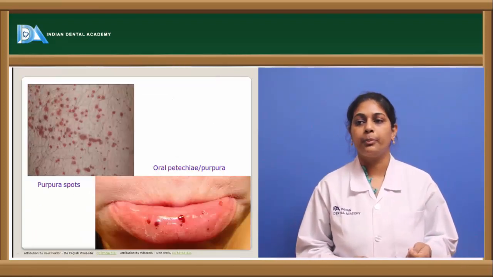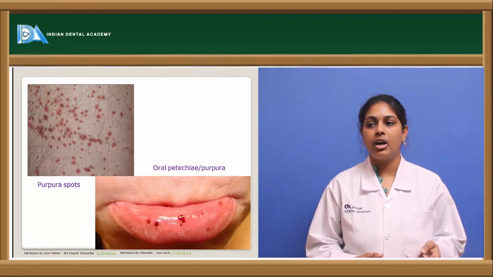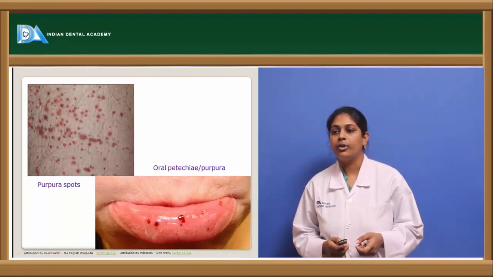So there is a picture showing the purpura spots as well as the oral petechiae, otherwise known as purpura, in the vermilion border of the lip.